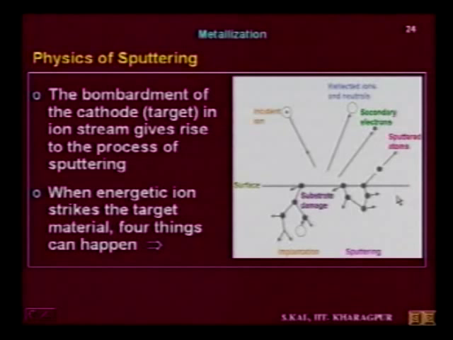And the sputtered atoms may deposit on the surface of the wafer. So these are the four possibilities when a high energy ion bombards the target surface.